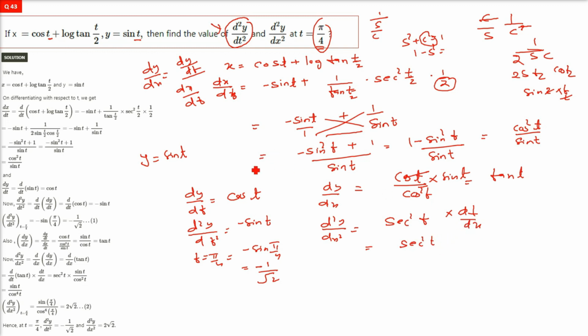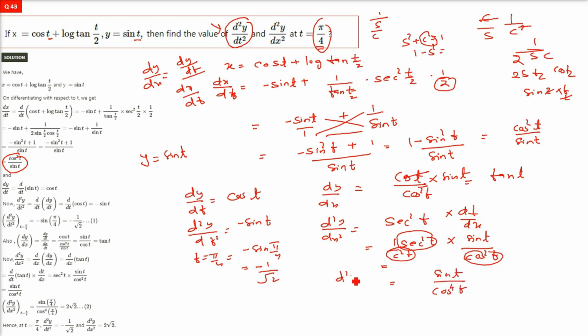dt by dx is already computed, which is the reciprocal of dx by dt, right? So dt by dx is cos square t by sin t. We want dt by dx, so it's going to be sec square t multiplied by sin t divided by cos square t. You can take sec square t in the denominator, it will be cos square t, and cos square t times cos square t becomes cos to the power 4. So we have sin t divided by cos to the power 4 t.